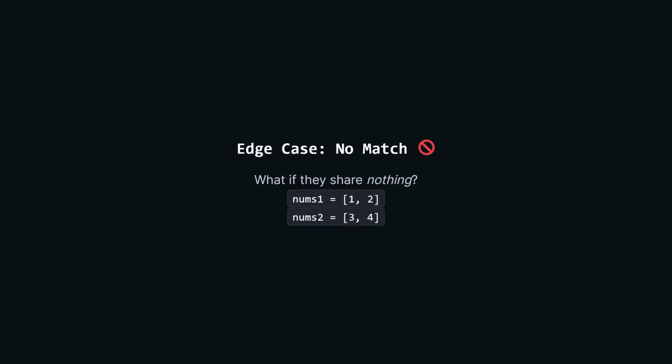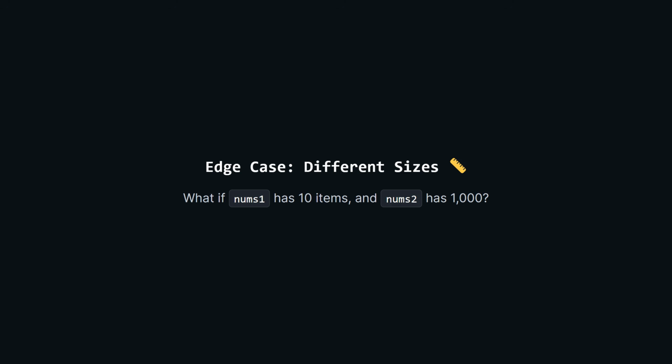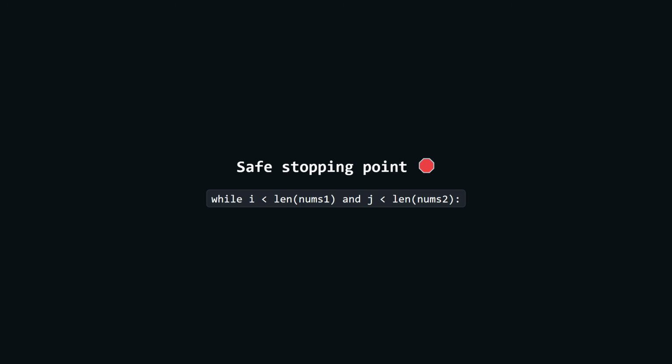But what about edge cases? What if the lists don't have any numbers in common at all? If that happens, one of our fingers will eventually get pushed past the very end of its list. Our while loop will safely stop, and the code simply returns -1 at the very bottom, just like the problem asks. Another edge case. What if one list is way longer than the other? Our while loop condition protects us here too. It checks i less than n and j less than m. So as soon as the shorter list runs out of numbers, the loop completely stops. We never waste time searching an empty void.